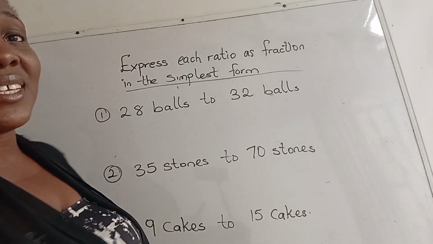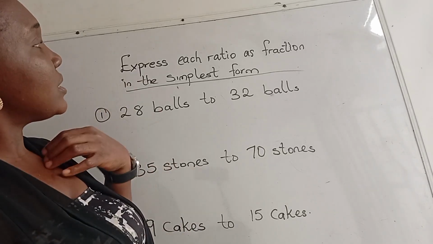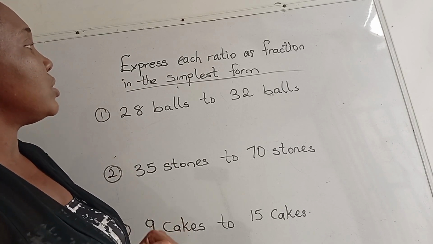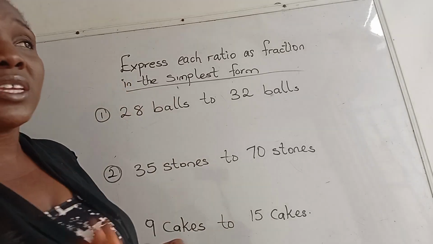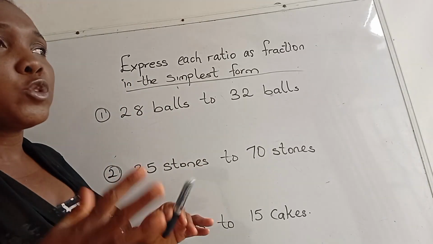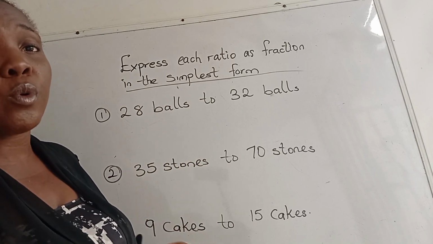Hello, let's look at this problem. Express each ratio as a fraction in the simplest form. When you talk about ratio, you're talking about the comparison of two different things, or two or more things.